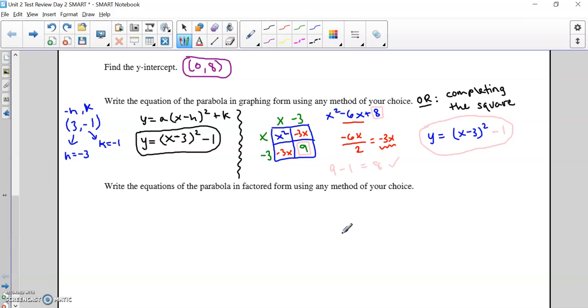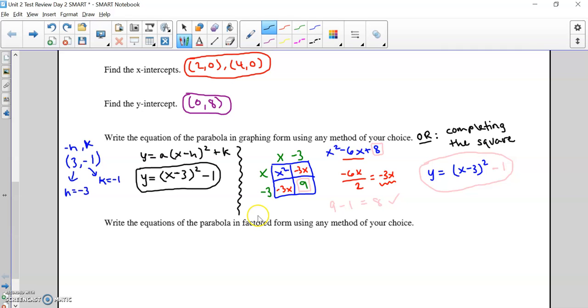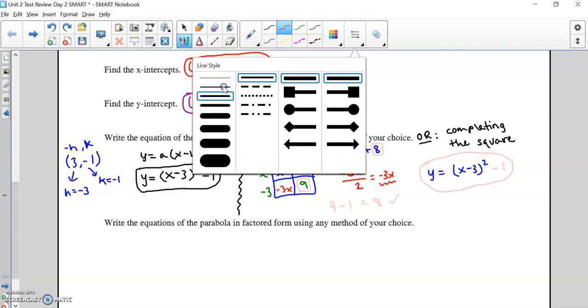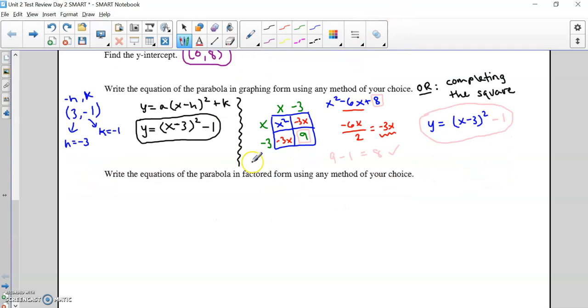Okay, now, next we have to write this in factored form, and again we have a shortcut and then we have the long way. So the shortcut for factored form is based on the x-intercepts of our graph. If our x-intercepts are (2, 0) and (4, 0), that means that our factored form is going to be y equals, and it's always going to be just like the opposite signs of what these numbers are.